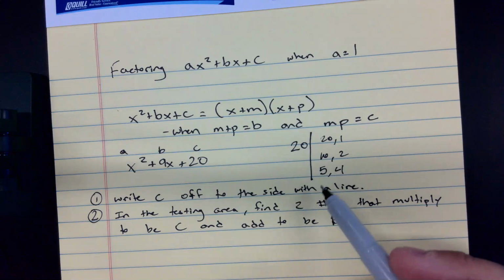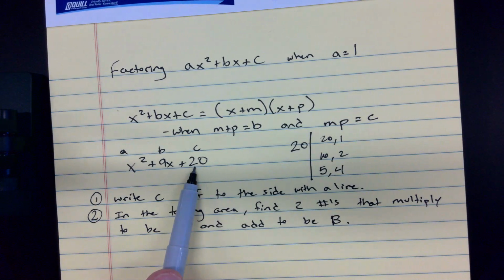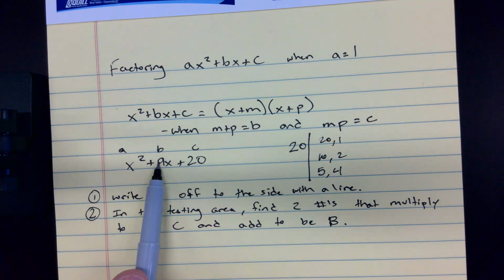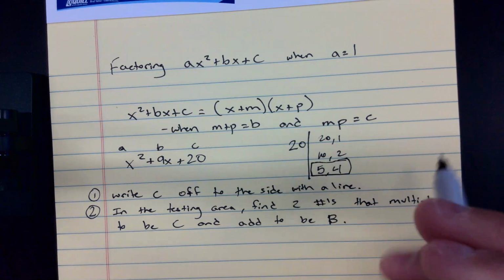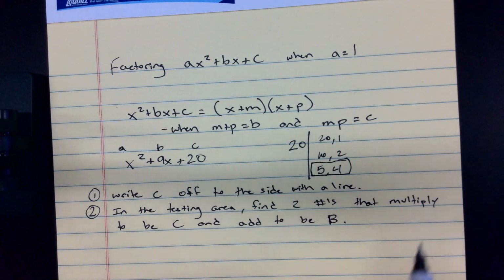Okay, so 5 and 4, do those two numbers multiply together to be 20? Do they add together to be 9? Yes. If they do, I circle them right here. Now, that's not your answer, but that tells me which two numbers I'm going to use.